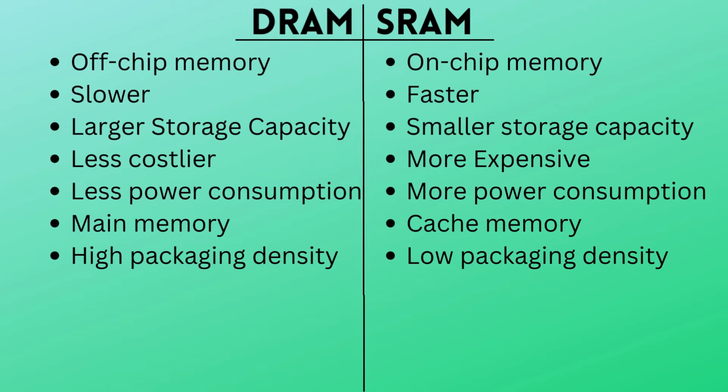SRAM consumes more power since it requires a constant power supply, while DRAM consumes less power because information is stored in the capacitor. SRAM contains cache memory, while DRAM contains the main memory. And finally, SRAM has a lower packaging density as compared to DRAM. With all this, all you need to keep in mind is that both DRAM and SRAM are vital for the functionality of your computer.